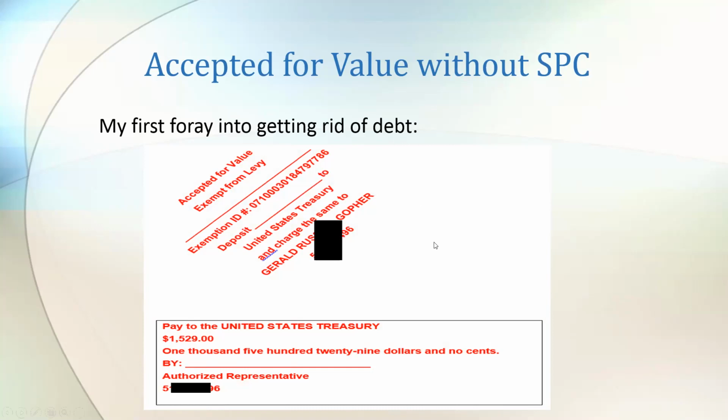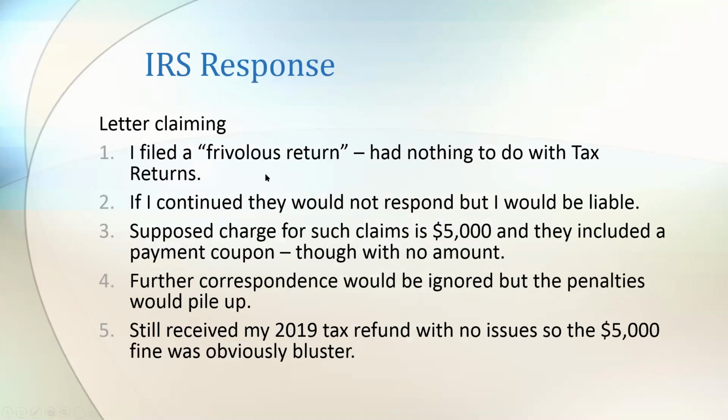And when I tried that, I got a nastygram from the IRS saying that I had filed a frivolous return, which obviously it was not a tax return, that if I continued they would not respond, but I would still be liable. The supposed charge for such claims is $5,000. In the letter they included a payment coupon, though it didn't have any amount on it, as if they were expecting me to just pay them $5,000. I ignored it. I still received my 2019 tax refund, which was a statutory tax return filing, your usual tax return, with no issues. So obviously they were not holding this $5,000 fine over my head. Otherwise, I would not have received any refund.